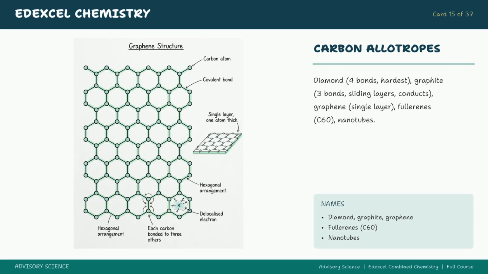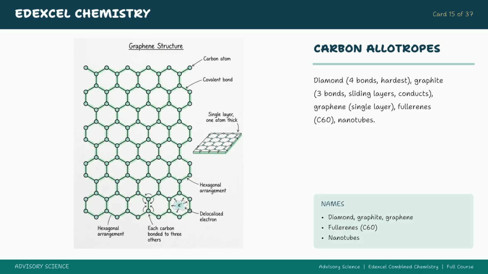Carbon allotropes. Carbon forms several structures called allotropes. Diamond has each carbon bonded to 4 others, making it the hardest natural material. Graphite has each carbon bonded to 3 others in layers that slide, with 1 delocalized electron per atom, so it conducts. Graphene is a single layer of graphite, strong and conductive.